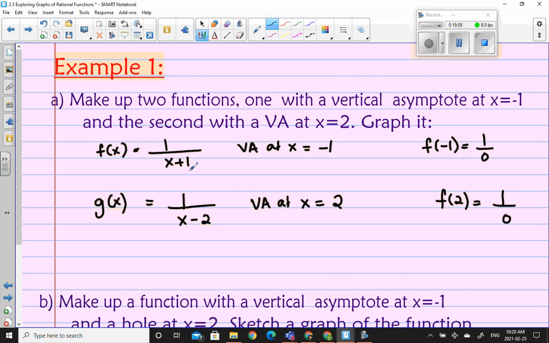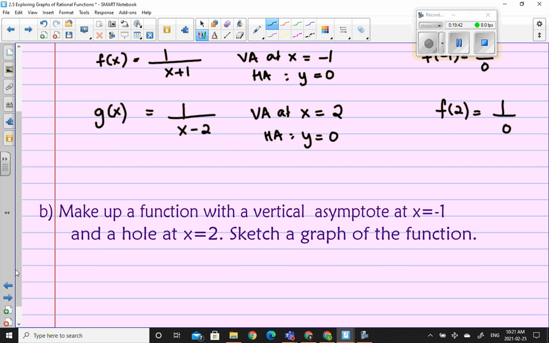This is a reciprocal function that's been shifted 1 unit to the left, and it has a vertical asymptote at x equals -1, and it will have a horizontal asymptote, which is the x-axis, which is y equals 0. Similarly here, horizontal asymptote, which is the x-axis, which is y equals 0. Because you can see the degree of the numerator is 0, the degree of the denominator is 1. So by default, the horizontal asymptote is the x-axis, which has the equation y equals 0.